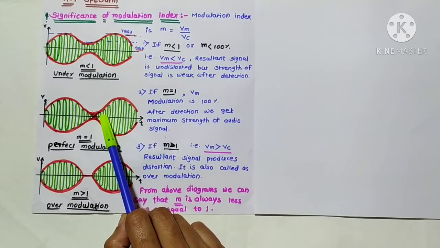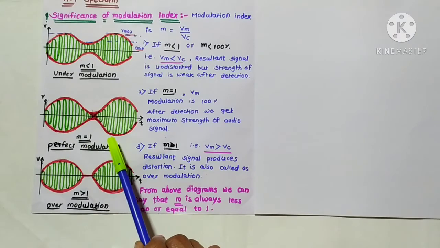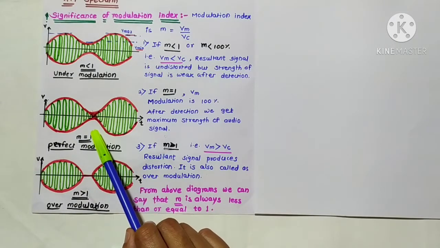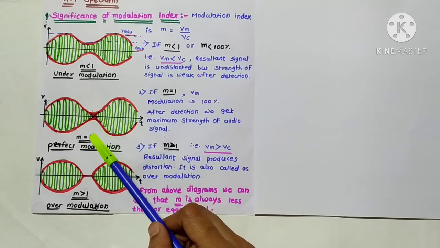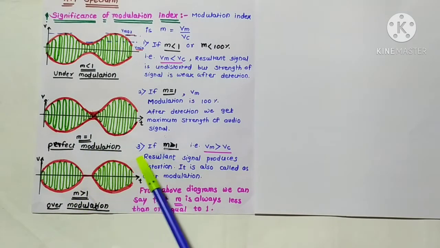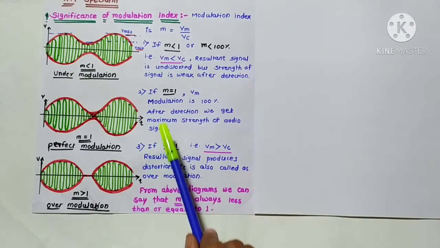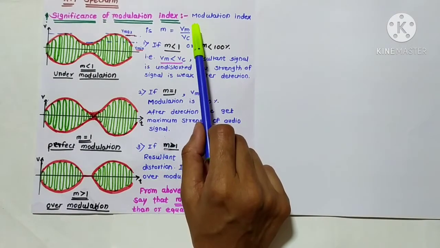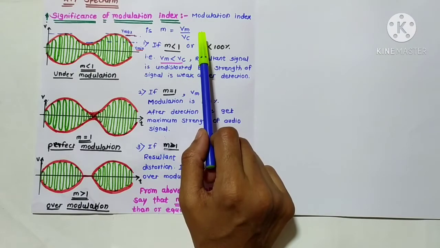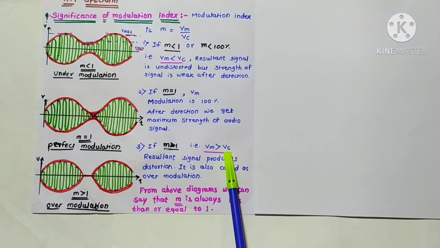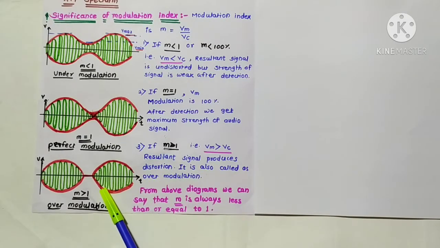So this type of modulation is called perfect modulation, meaning here m is equal to 1. Now in the third part, when m is greater than 1, if we observe this equation carefully, the term at the numerator is greater than the term at the denominator, that is, Vm is greater than Vc, therefore the resultant signal produces distortion. It is also called over-modulation.